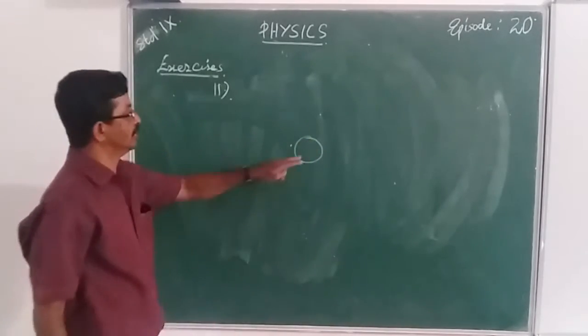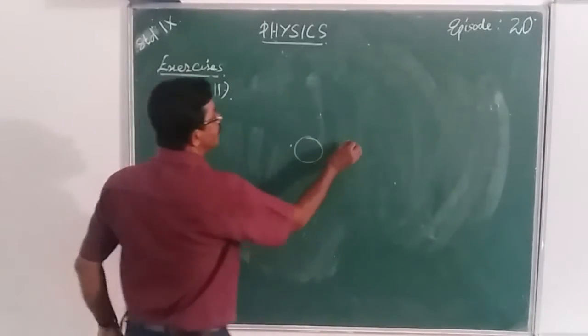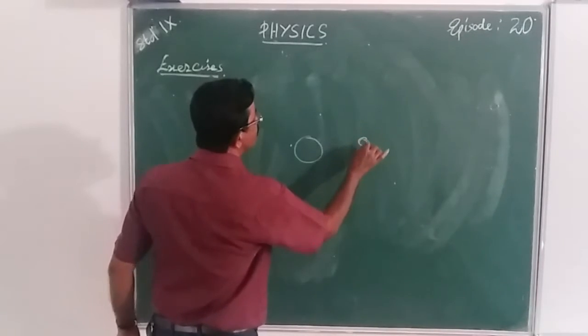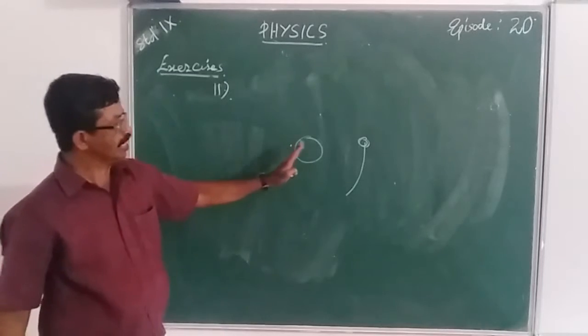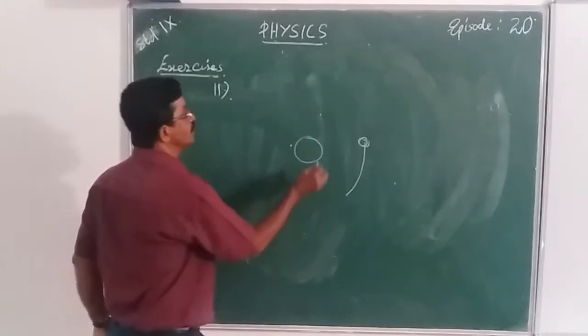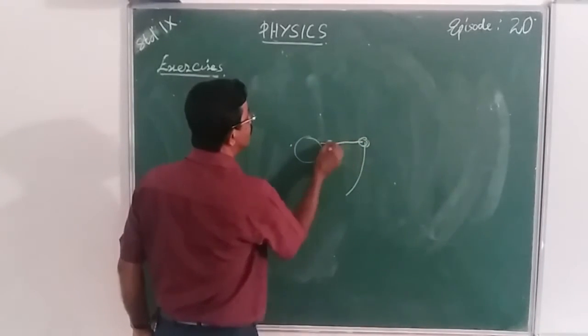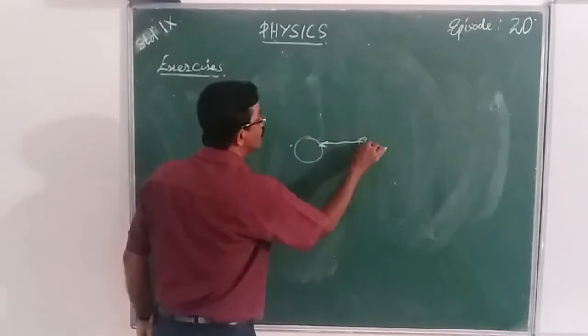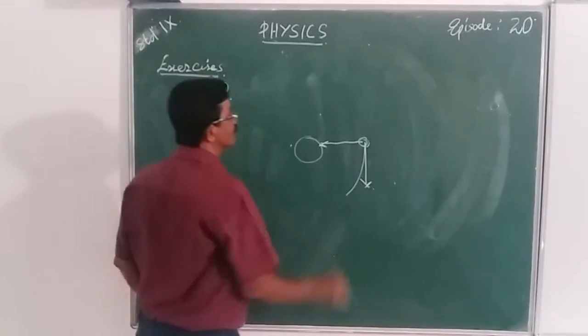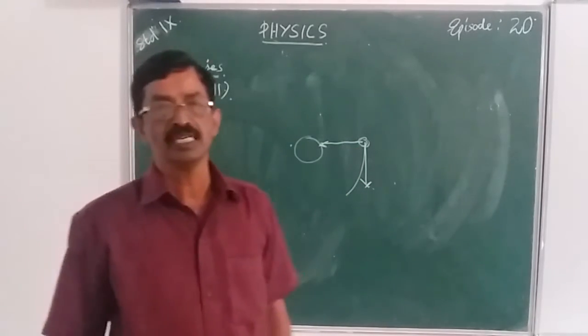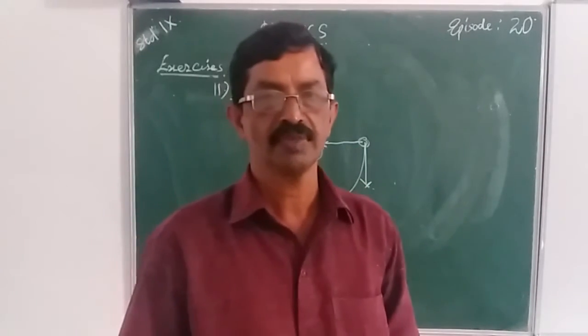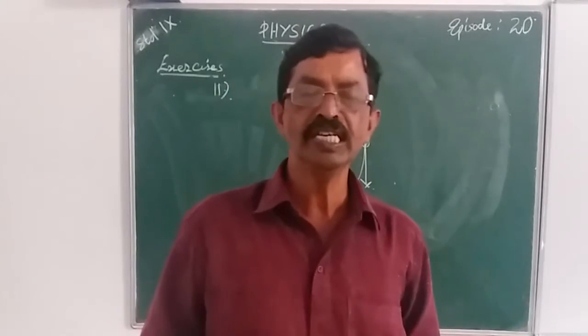That means this is our Earth and a satellite is moving around the Earth. When we consider the case, here the force is centripetal force. Directional displacement is this way. In this case, force and displacement are perpendicular. Hence the work done is 0.